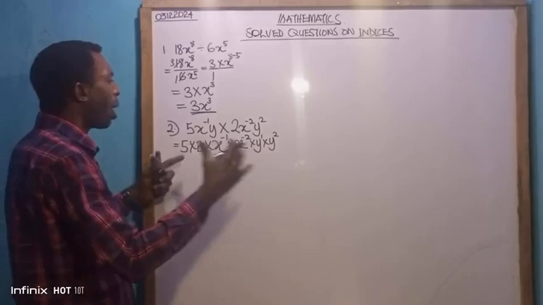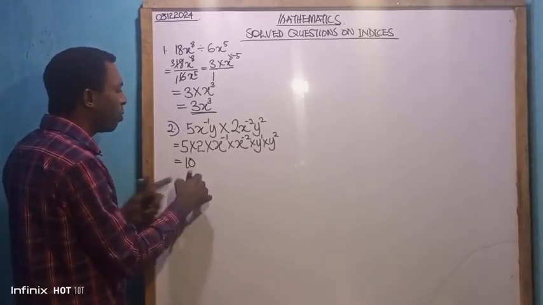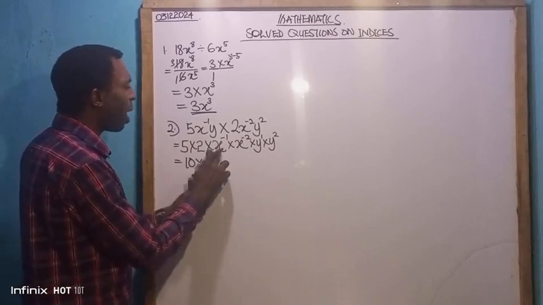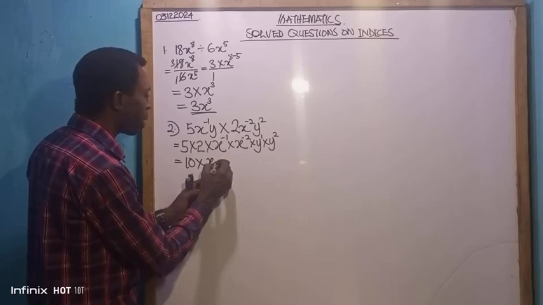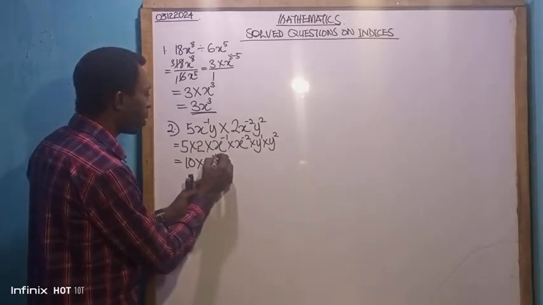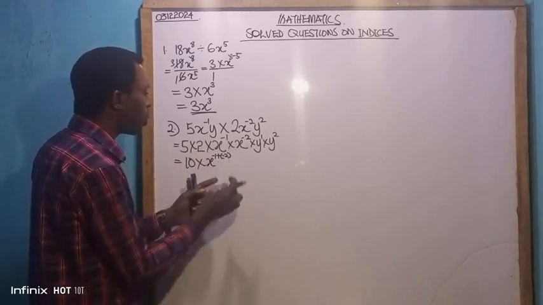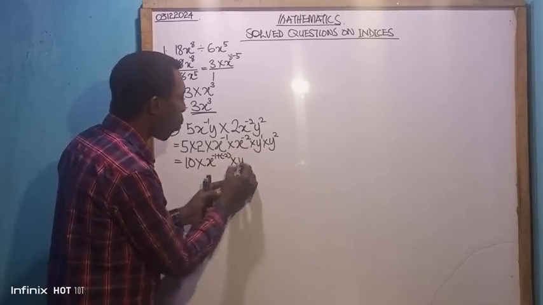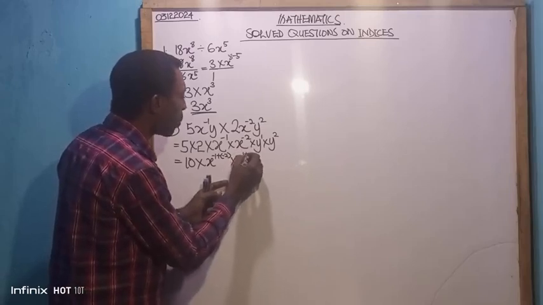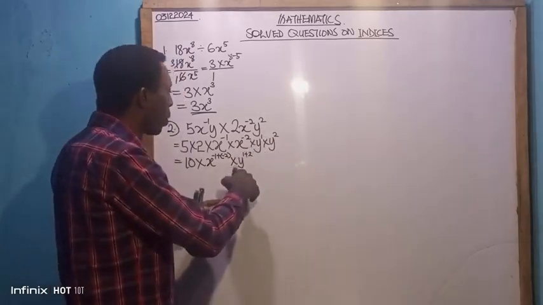Now we collect the like terms here. The next thing we have is 5 times 2, which will give us 10. Then multiply by x. We are having x here, we are having x here. So we pick x based on the law. That will be minus 1 plus minus 2, because this is multiplication. We are going to add their power. Then multiply by y raised to power 1 plus 2, because this y, we pick 1.